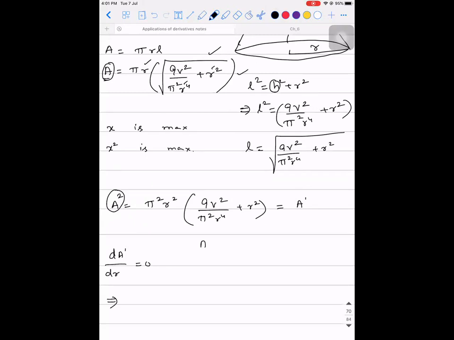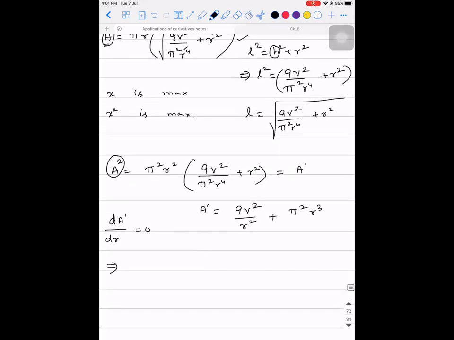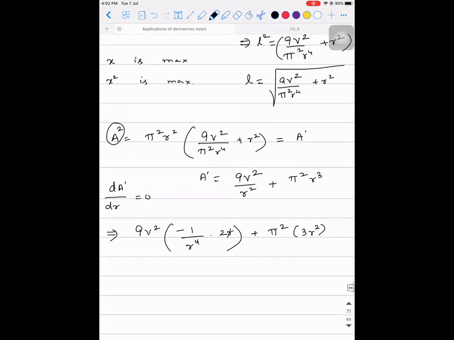So what you can do to A dash is multiply the pi square r square inside. So you will have 9v square divided by r square plus pi square r cube. Okay. So dA dash by dr will be equal to 9v square into derivative of 1 by r square, which is minus 1 by r power 4, into derivative of 2r square, which is 2r, plus pi square into 3r square. Okay, this and this will get cancelled.